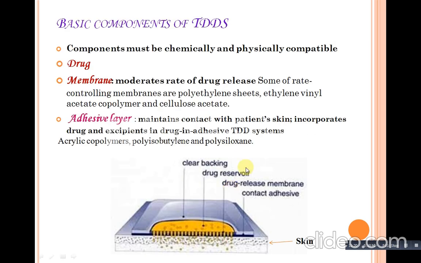Now we'll see the basic components which are required for the construction of a transdermal drug delivery system. All the components we are using must be chemically and physically compatible with each other. First, again, the drug is required, being a dosage form. Then the membrane. This is nothing but a polymeric membrane which moderates or regulates the rate of drug release from the system. Some rate controlling membranes are generally prepared from polyethylene sheets, ethylene vinyl acetate copolymers, and cellulose acetates.